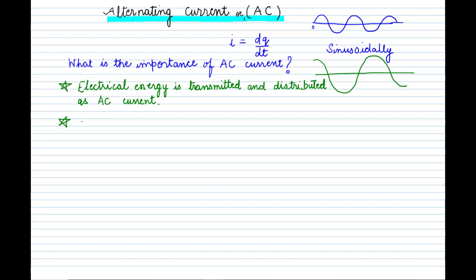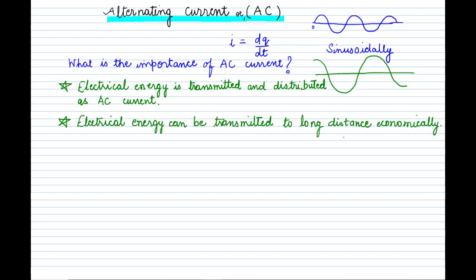So the electrical energy we use can be transmitted to a long distance economically. What do we mean by economically? That means if we are transferring the electrical power in the form of alternating current, then there is very little power loss. So we say it is transmitted to a long distance in an economical way.